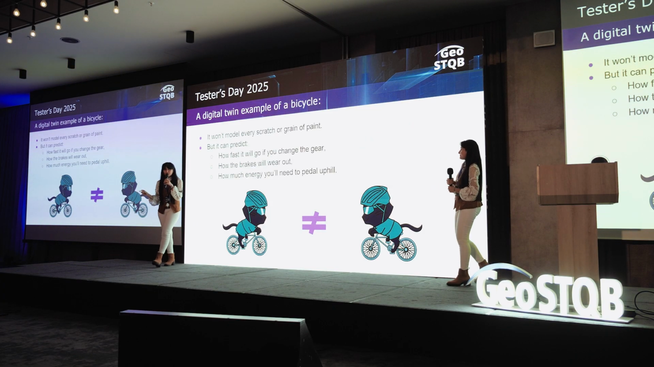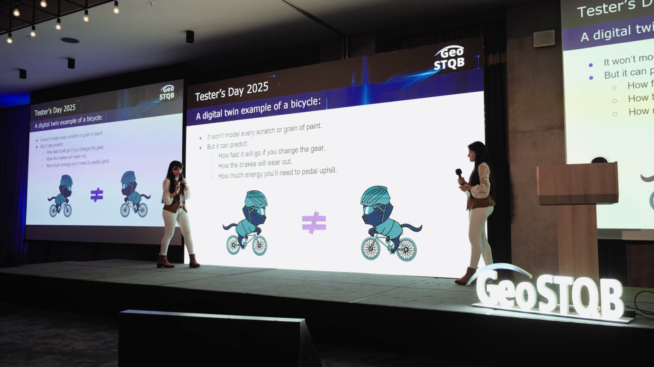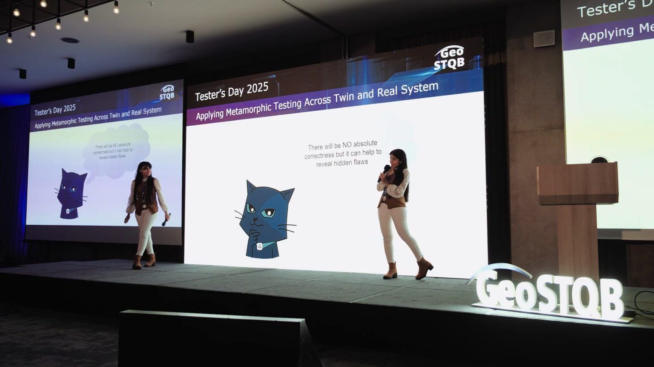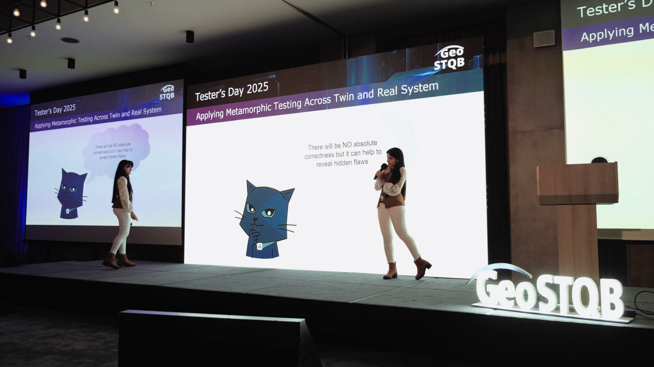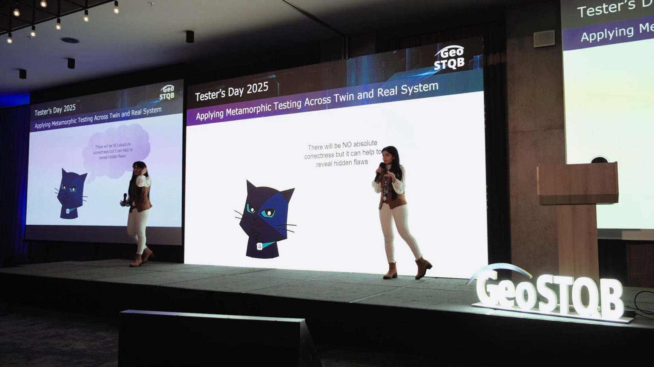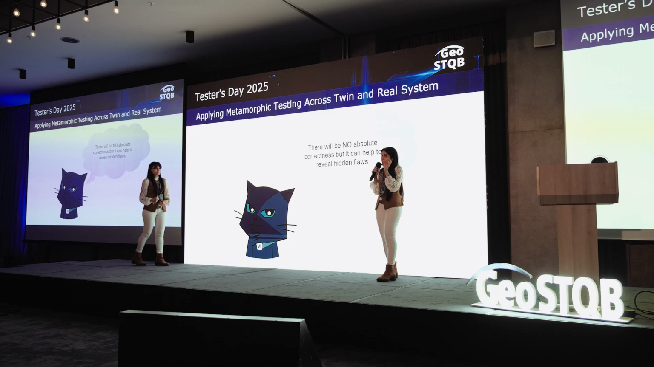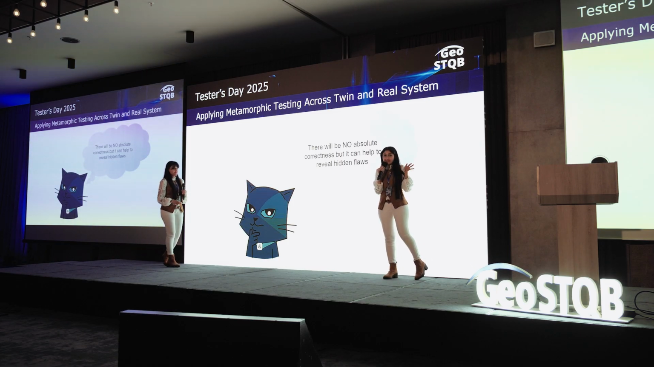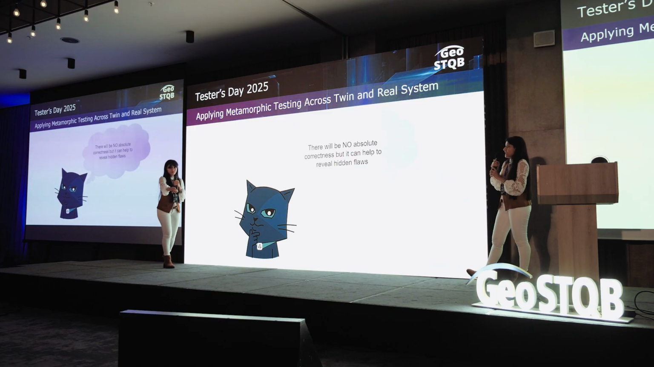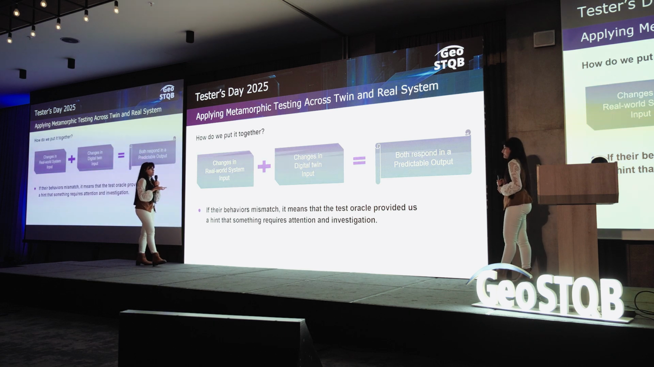So we talked about metamorphic testing and digital twin. How can we mix both of them together? Maybe, let's think, by applying both metamorphic testing and digital twin together. Although it will never give an absolute correctness of the output, at least it will help us to reveal some hidden flaws that are not visible, even if we don't have any ground truth. So, how can we put them together?